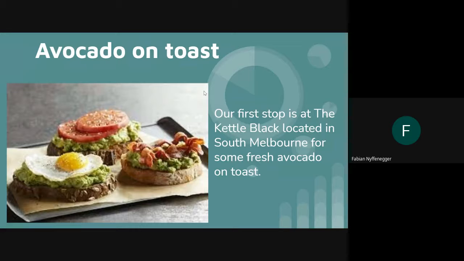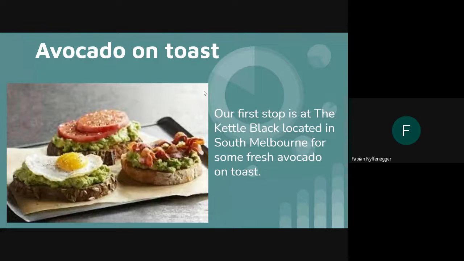Yesterday, we had a lot of spiced and oily foods. So we chose avocado on toast for the perfect dish we were looking for. Here in the Kettle Black, they are very strict about the products they use, and they use only fresh and organic fruits and vegetables.